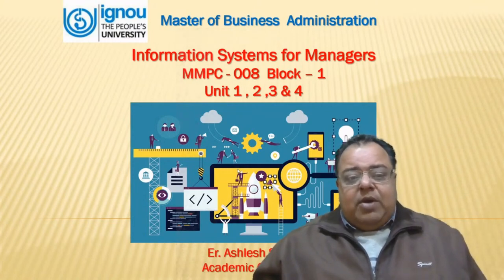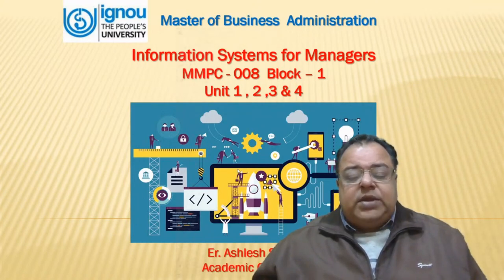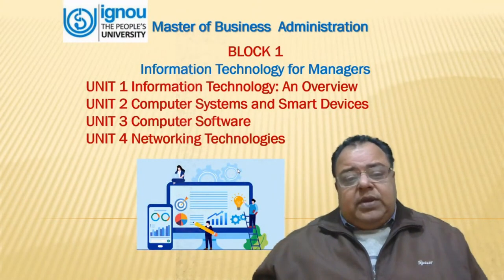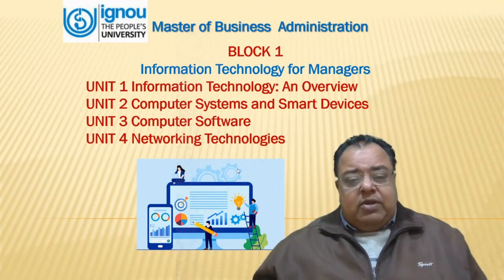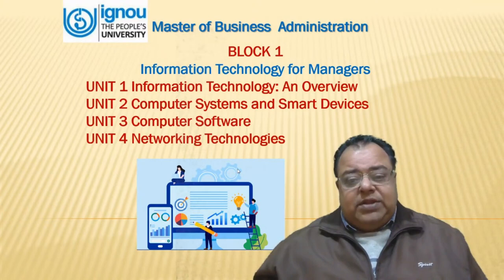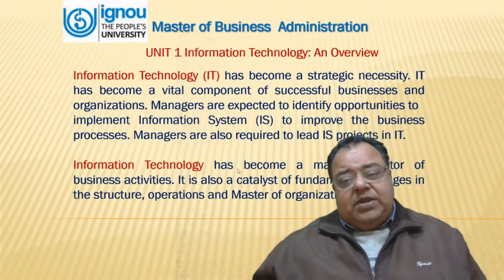Today we will be talking about Information System for Managers, that is your MMPC 008. Today we will be considering Block 1, which consists of Unit 1, 2, 3, and 4. Unit 1 is basically related to information technology. Unit 2 is computer systems and smart devices. Unit 3 is computer software, and Unit 4 is networking technologies. We will start with Unit 1, that is information technology, an overview.